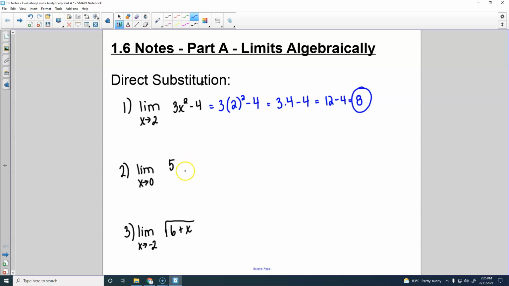Okay. So example 2 is one that is sometimes confusing because you're plugging in 0 for the x, but there is no x, so it's just 5. That's just a horizontal line at 5. So anywhere on the graph, it doesn't matter what x approaches, the y value is 5. So it's going to be 5 no matter what x approaches for that. And then for the last one, we're just plugging in that negative 2. So we'll have the square root of 6 plus negative 2. That's going to give us the square root of 4, which is 2.